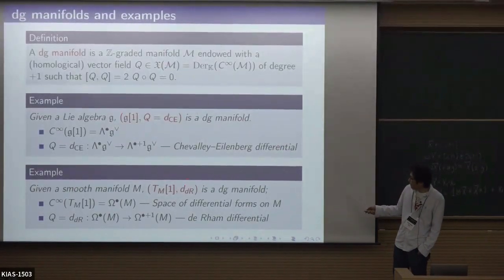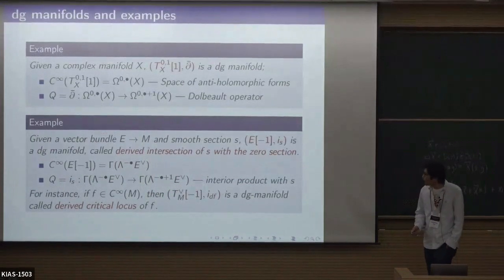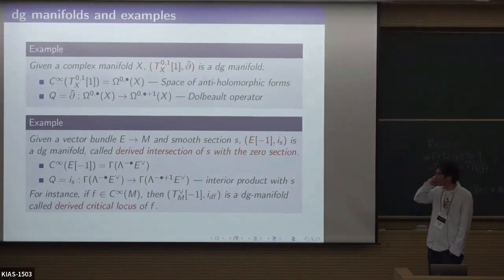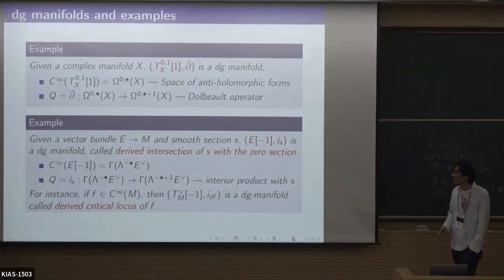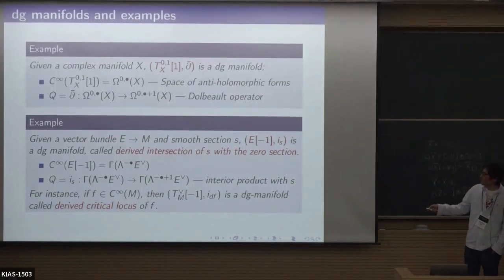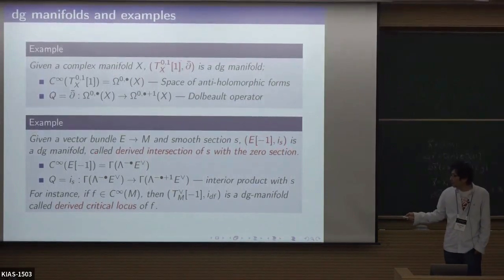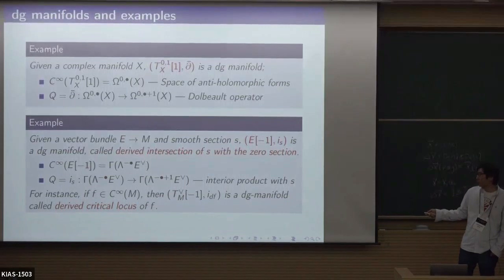all of those, everything is shifted by 1, so I thought I should introduce at least one thing that is in negative shifting. So if you have a vector bundle and you choose one smooth section S of this bundle, then E shifted by -1 with interior product with S is a DG manifold also. It's also called the derived intersection of S and the 0 section.